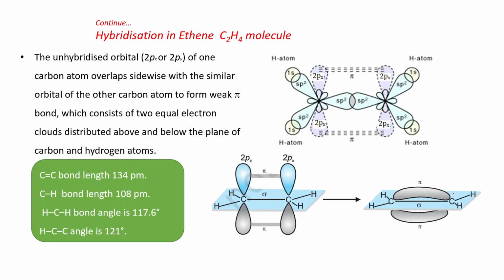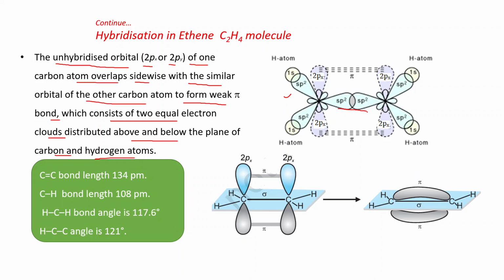Now you can also represent it this way: after forming the sigma bond, the unhybridized orbital, which may be 2px or 2py of one carbon atom, overlaps sidewise with the similar orbital of the other carbon atom to form a weaker pi bond, which consists of two equal electron clouds distributed above and below the plane of the carbon and hydrogen atoms. You can again see this diagram, and it represents both the formation of the sigma bond as well as the pi bond. This is the hybrid orbital.